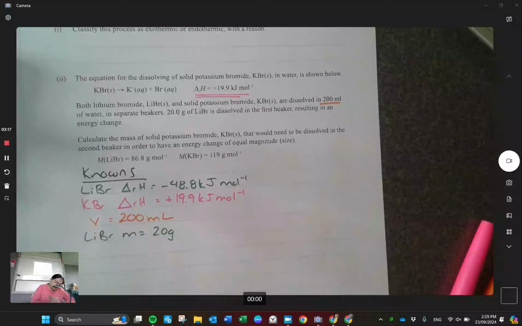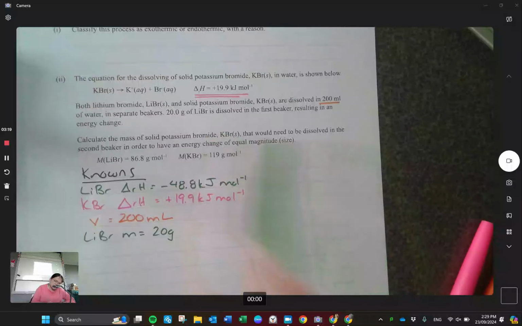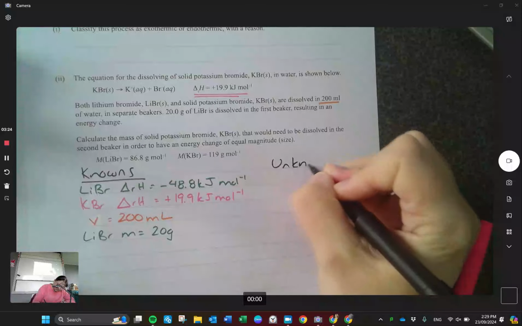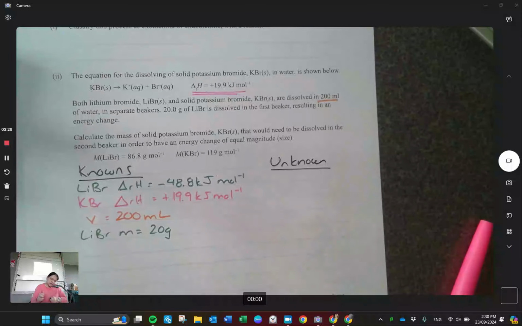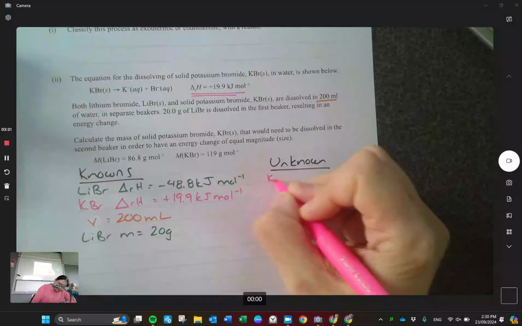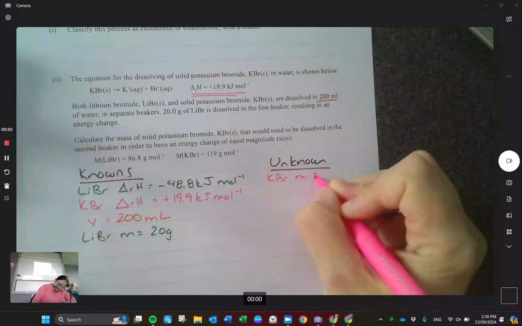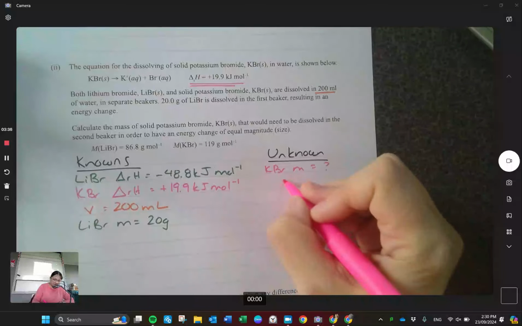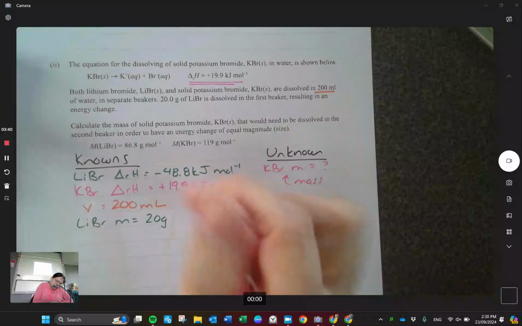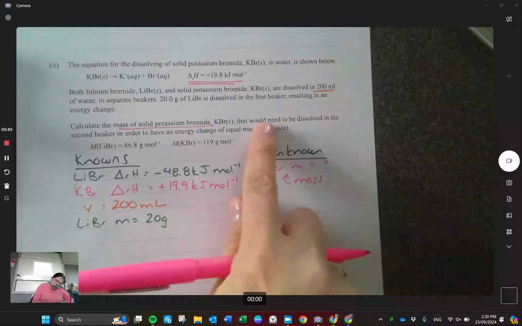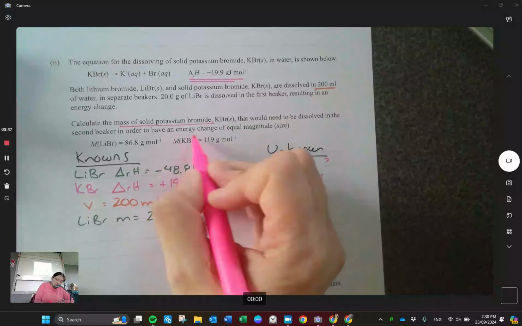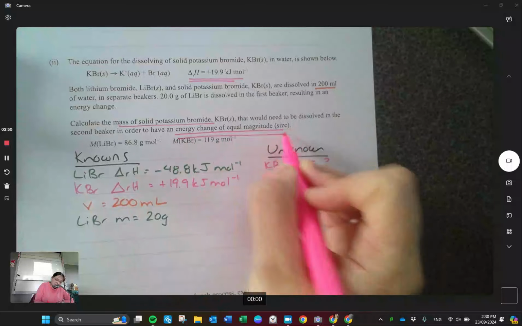resulting in the energy change. They want you to calculate the mass of the potassium bromide. So finally, they've told me my unknown, and my unknown is the mass of potassium bromide. So we're trying to find the mass. They want you to calculate the mass of potassium bromide you will need to dissolve in the second beaker in order to have the same energy change, equal in magnitude.